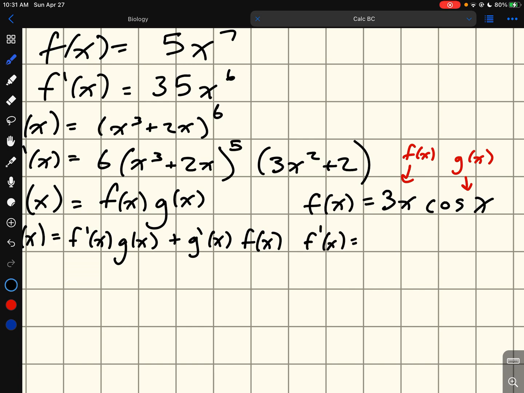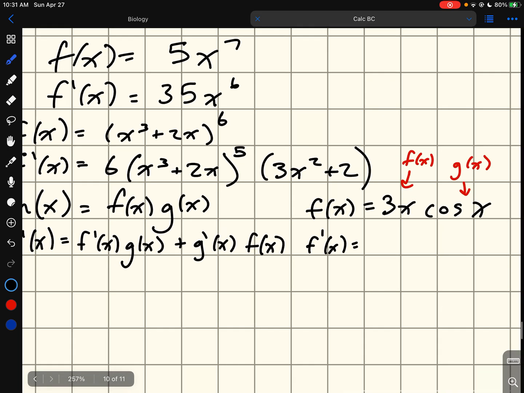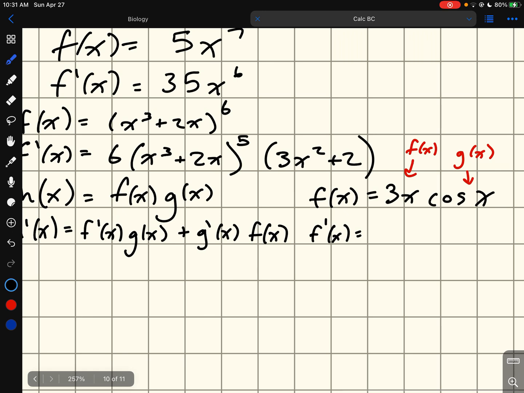So if this is our f, and this is our g, you have f prime. So take the derivative of the first one, aka f, it's just 3, and then you leave g alone. Add. Okay, you're adding for product rule.